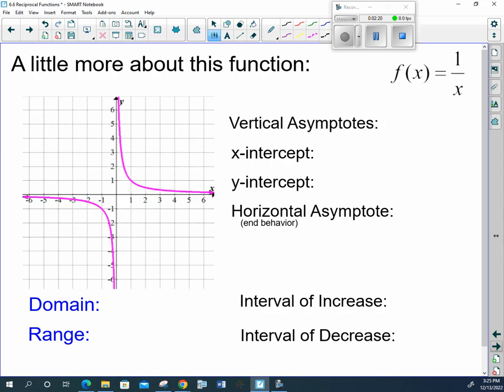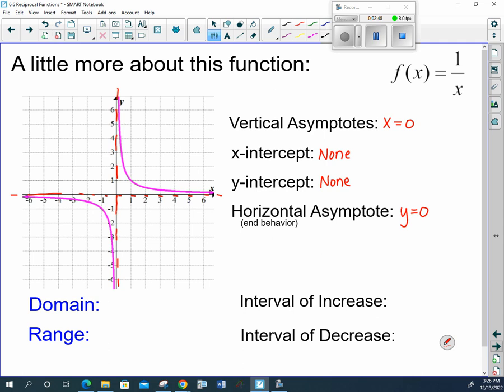Okay, so we kind of talked about this already, that we have a vertical asymptote at x equals 0. There are no x-intercepts, and there are no y-intercepts. And the horizontal asymptote is y equals 0. So here we have this and this.